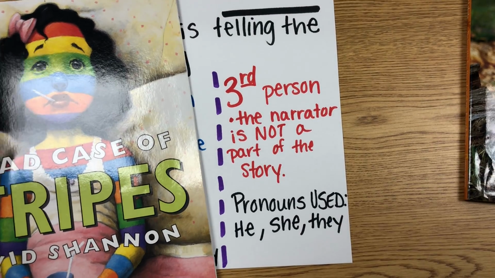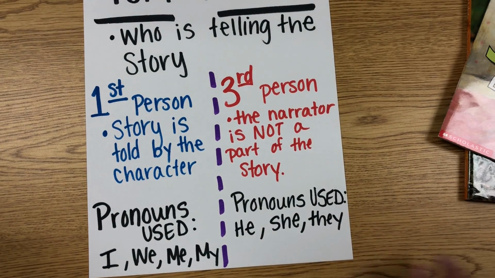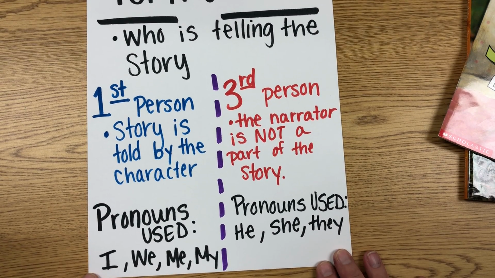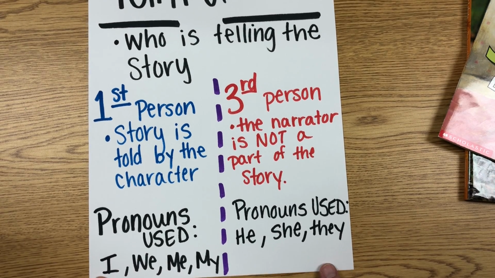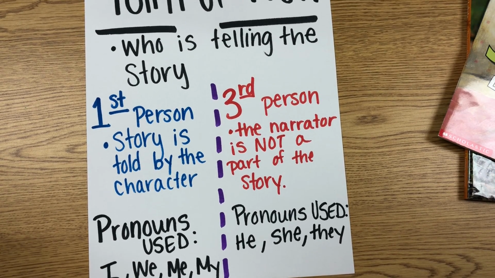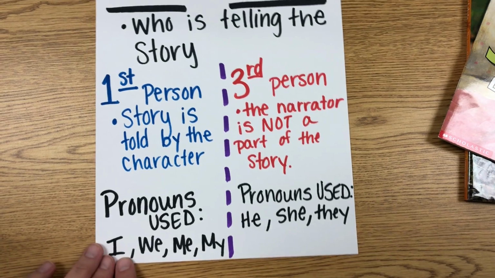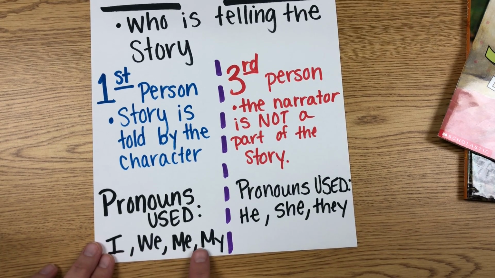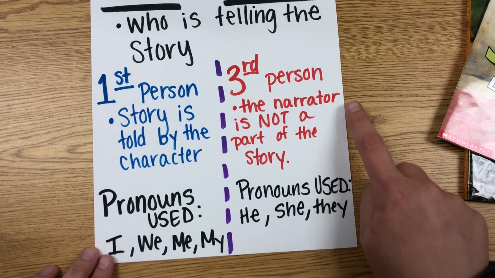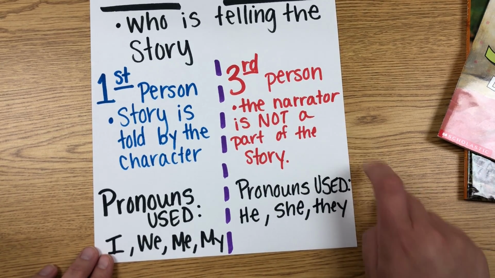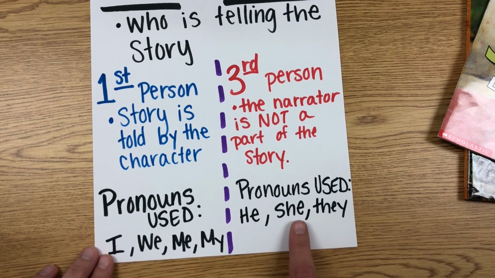When you're thinking about point of view, there are two types of point of view that we're going to focus on. First person, the person in the story is telling the story. You're going to look for signal words such as I, we, me, and my. Third person is the narrator that's not part of the story. You're going to look for he, she, and they.